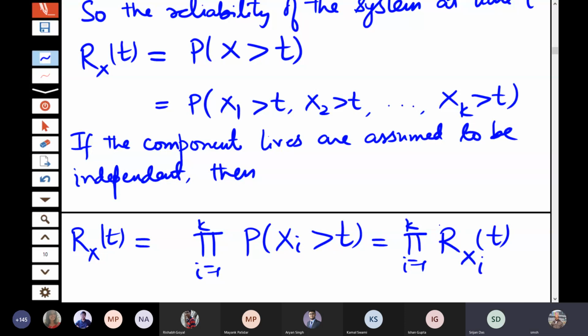Yes, sir. And what is an important consequence of it? An important consequence is that since each of these reliabilities is a number between 0 and 1, as the number of components increases, the system reliability decreases, because you are multiplying each thing with a number less than 1. So the more components, the lower the system reliability becomes.